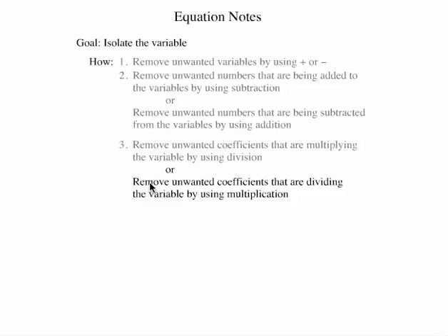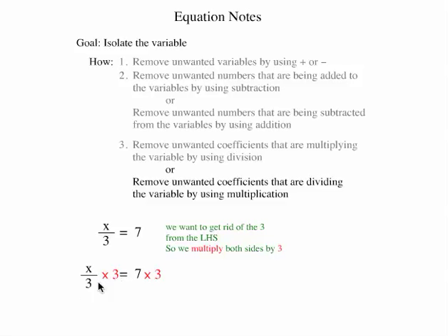All right, what if we had the opposite? What if we wanted to remove coefficients that were dividing the variables? Yes, we would use multiplication. So if you had x divided by 3 is equal to 7, I want to get rid of that 3. The 3 is dividing the x. I'm going to do the opposite. I'm going to multiply by 3. So we want to get rid of the 3 from the left-hand side, so we multiply both sides by 3. These 3s are going to totally cancel, and we're going to get x is equal to 7 times 3, which is 21. Okay, x equals 21.